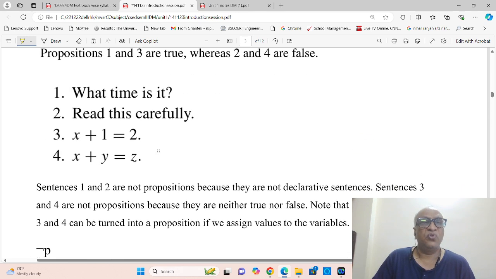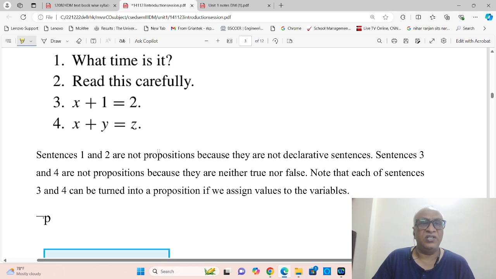Now coming to these four sentences: what time is it? X plus 1 equal to 2, x plus y is equal to z. Read this carefully. None of them are propositions, because what is the premise for a proposition? It is a declarative statement that is either true or false. If I look at sentence number 1, what time is it? It does not fall under true or false. X plus 1 equal to 2 may be false, it may be true. X plus y is equal to z may be true, it may be false.